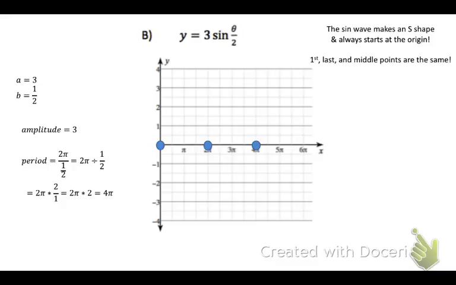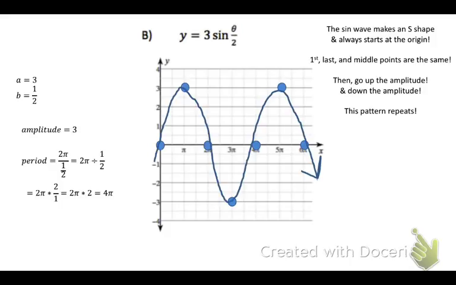Then you're going to go halfway between those first two, and go up your amplitude, and then halfway between the second two, go down your amplitude. So I'm going to go to pi, I'm going to go up 3, and then I'm going to go to 3 pi, and I'm going to go down 3. And then that pattern just repeats. So at 5 pi, I go up 3, and then at 6 pi, it's at 0. And there's my sine wave.